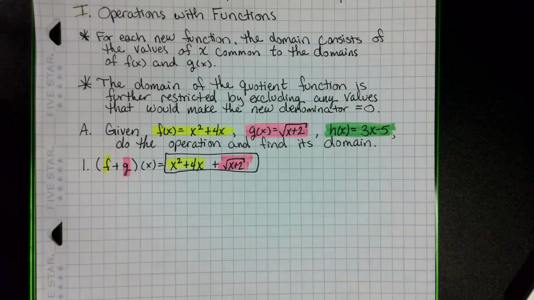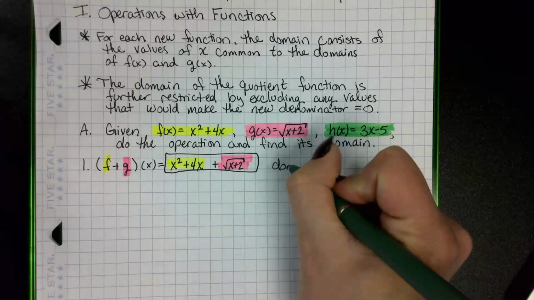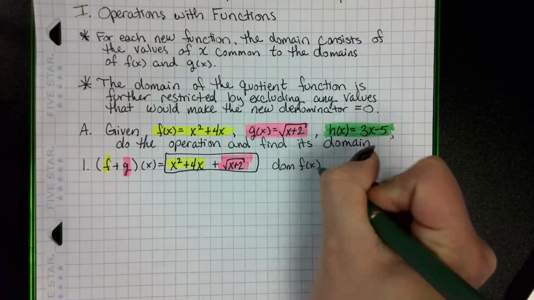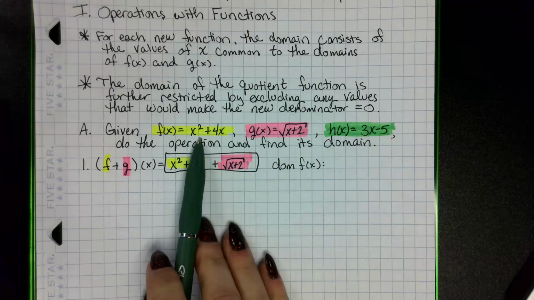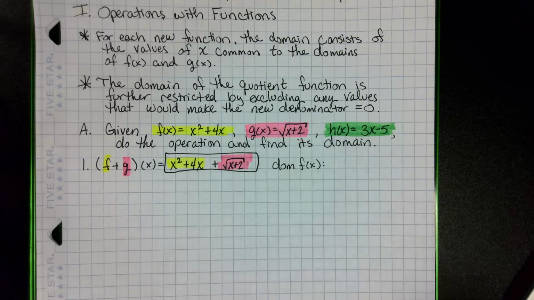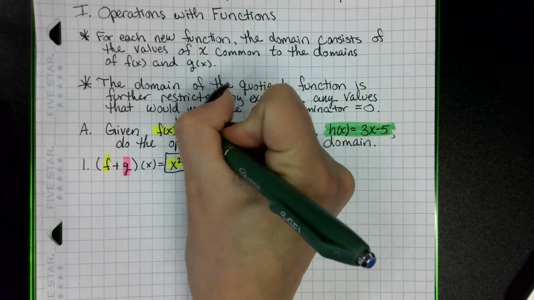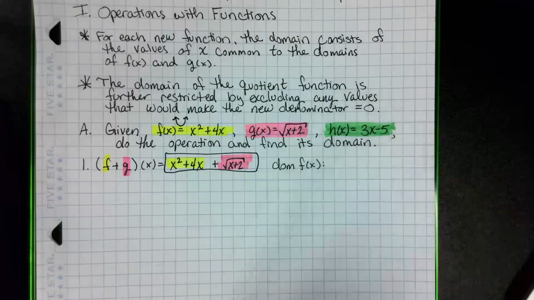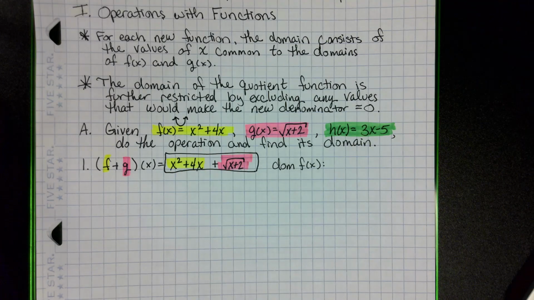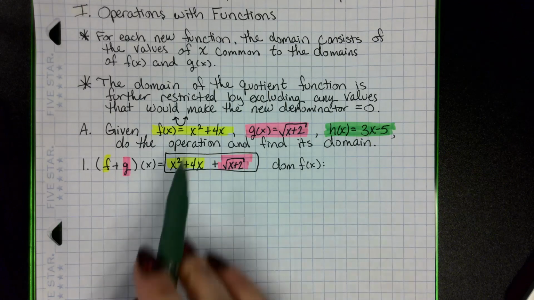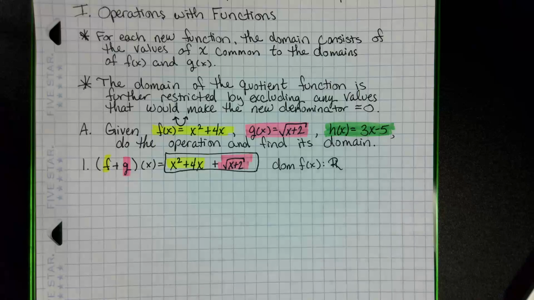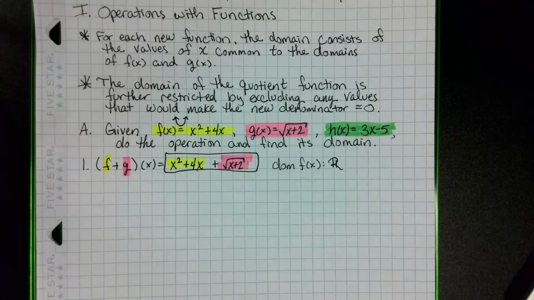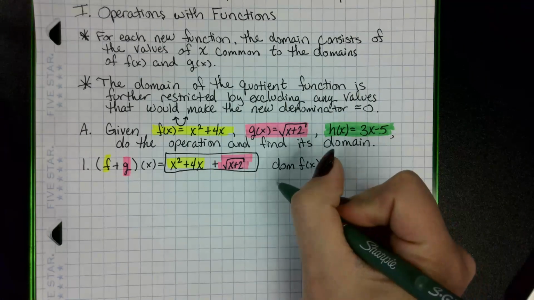Okay, so the domain of f of x, you have to look at that first. So f of x, x squared plus 4x. That was a quadratic. If it helps to think about what the graph of a quadratic looks like, there it is. So domain of that would be all real numbers. So the domain of f of x is all real numbers. And we need to look at the domain of g of x.